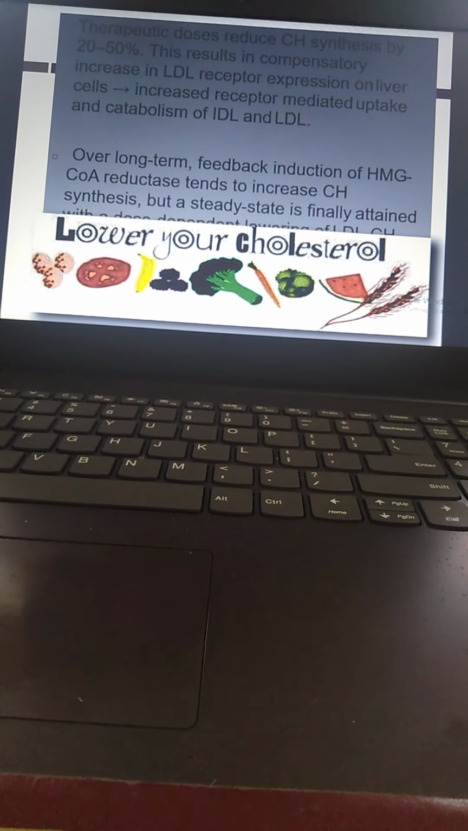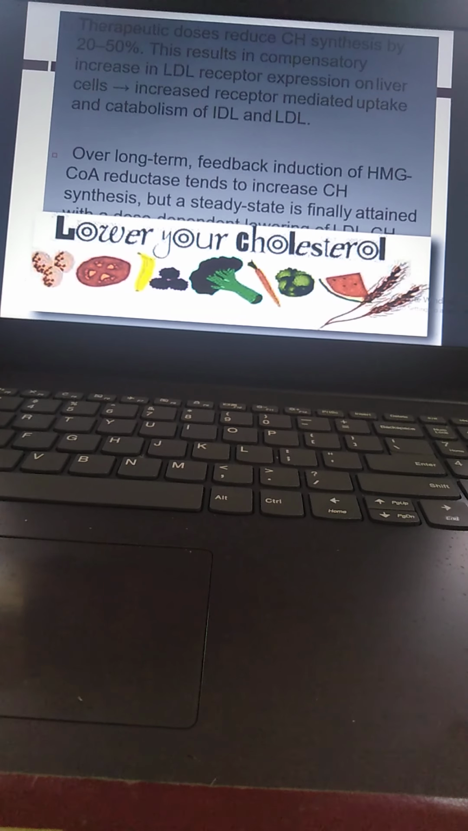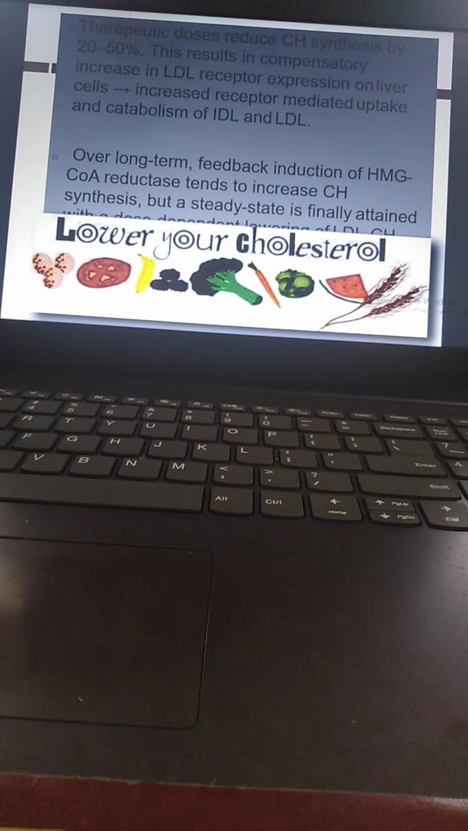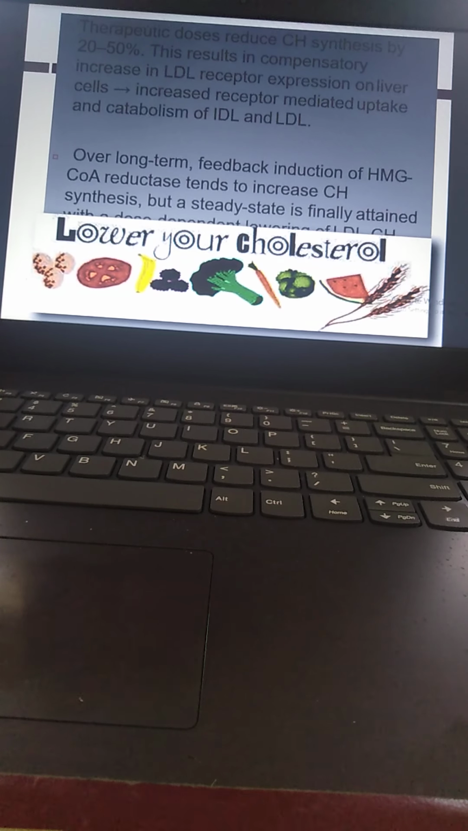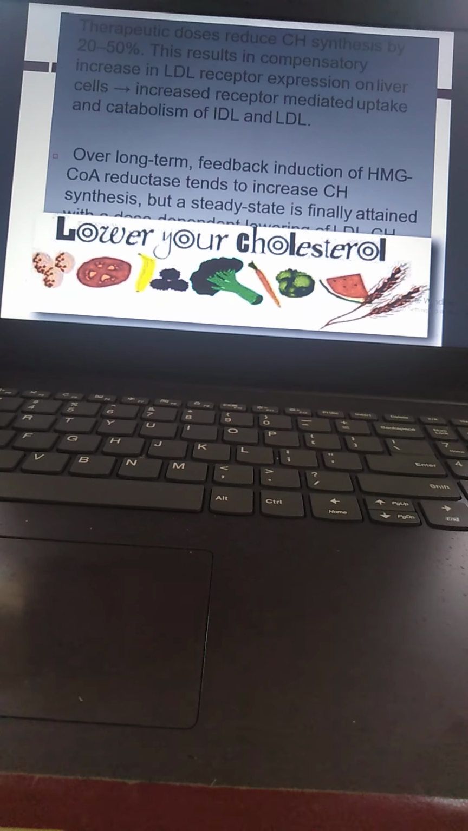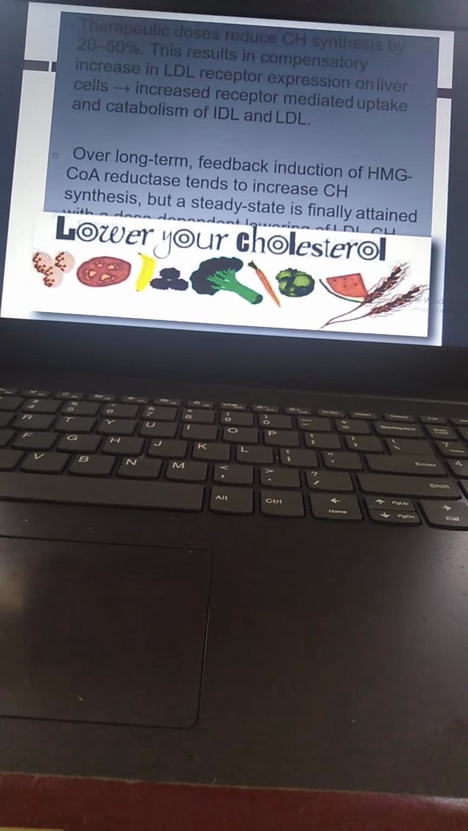The therapeutic dose reduces cholesterol synthesis by 20 to 50%. This is the efficacy of the drug. This results in a compensatory increase in LDL receptor expression on the liver. So once cholesterol is reduced, LDL receptors go up. When the liver's receptors are overexpressed, there is increased receptor-mediated uptake and catabolism of IDL and LDL. Naturally, the uptake and catabolism of IDL and LDL will ensue, a brisk reaction.